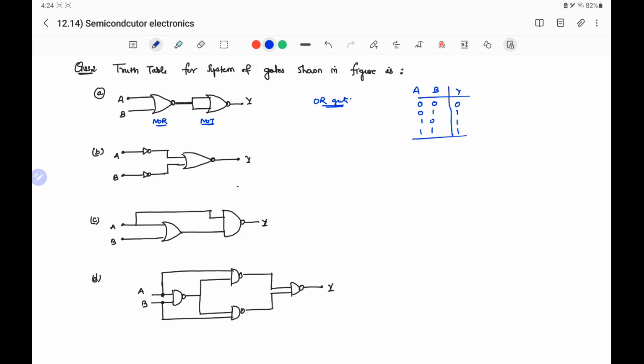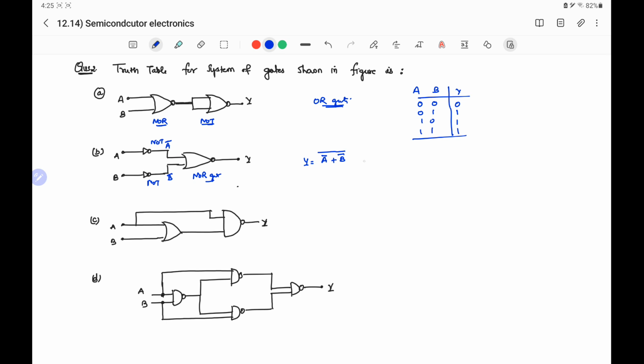Second part is, there the two inputs A and B are applied to two NOT gates. So output of NOT gates will be the complement of A and complement of B, which is applied to the input of the NOR gate. So Y will be equal to the complement of input complement A or complement B. This is the output of an OR gate, and because our gate is a NOR gate, its complement will give the output of NOR gate.